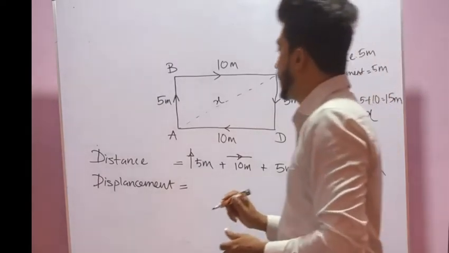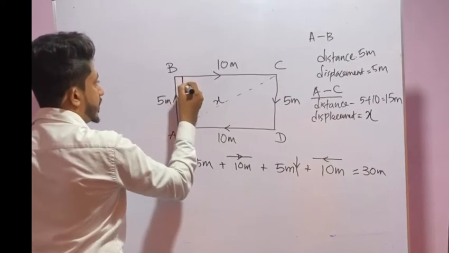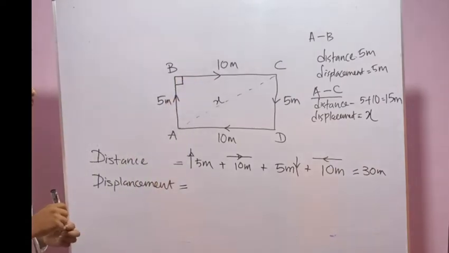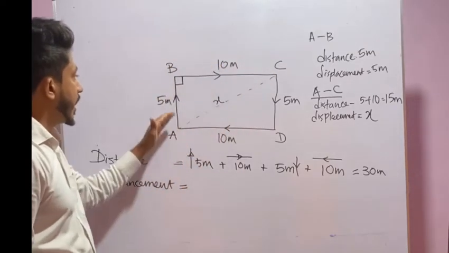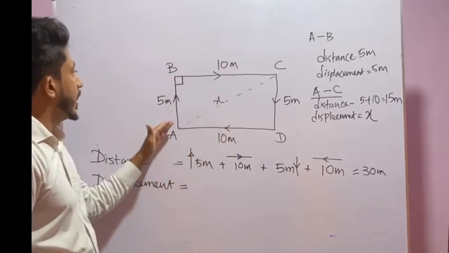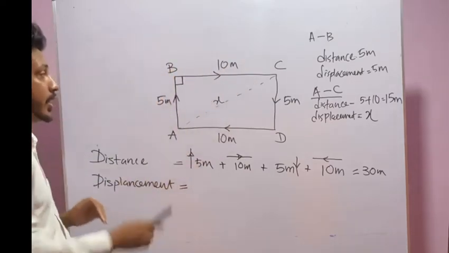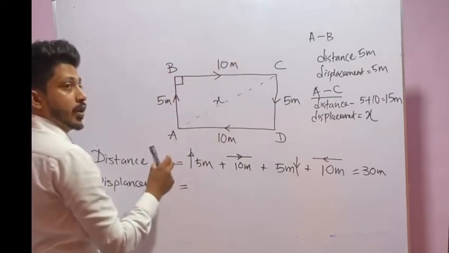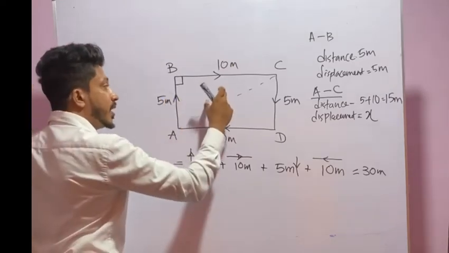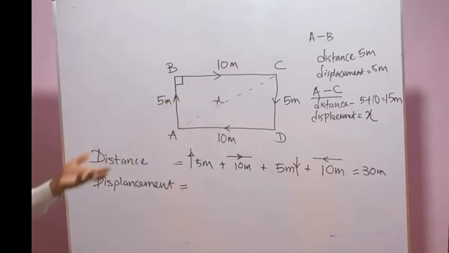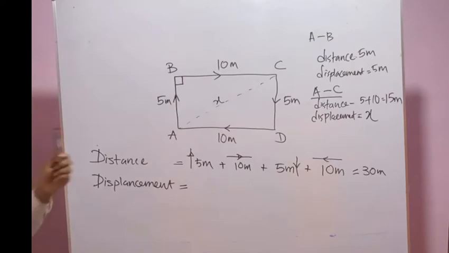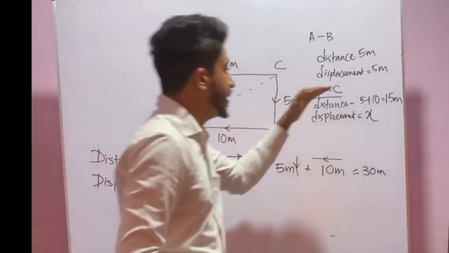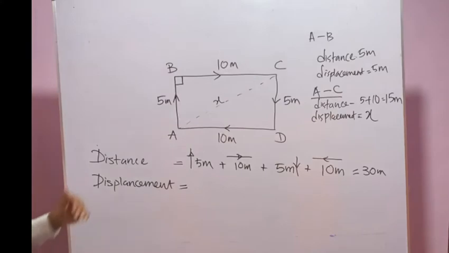So if you can calculate this length, this is the displacement. You can calculate it because this is a right angle. So this becomes a right angle triangle. In that right angle triangle, you know two sides. You do not know only one side. Because of that, you can apply what? Pythagoras theorem to this triangle and then find x. This is the displacement for A to C.